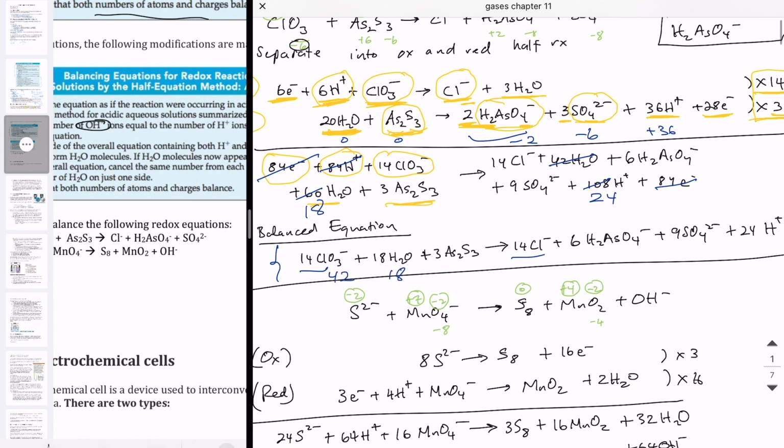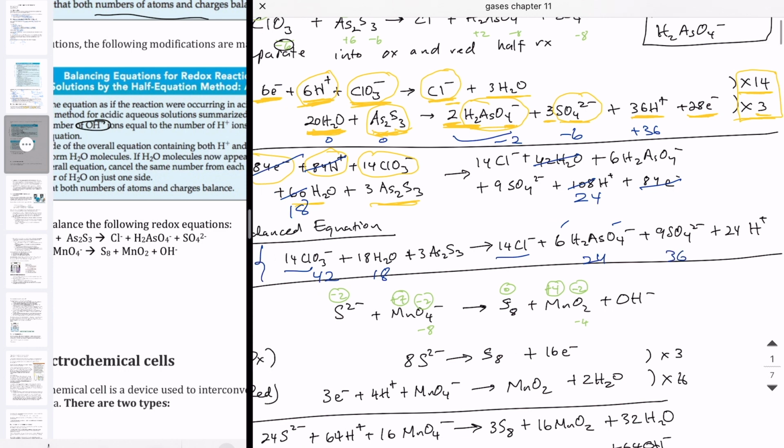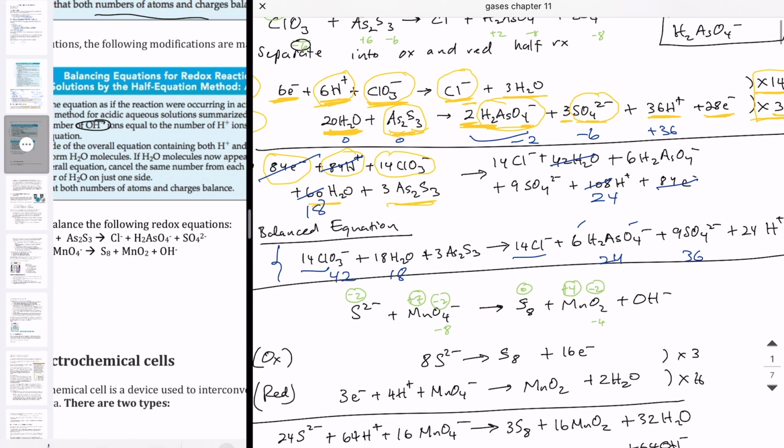So 42 plus 18 is 60. On the right side, we do 6 times 4 here, that's 24. And then 9 times 4 is 36. So 24 plus 36 is also 60, so the oxygen is also balanced.